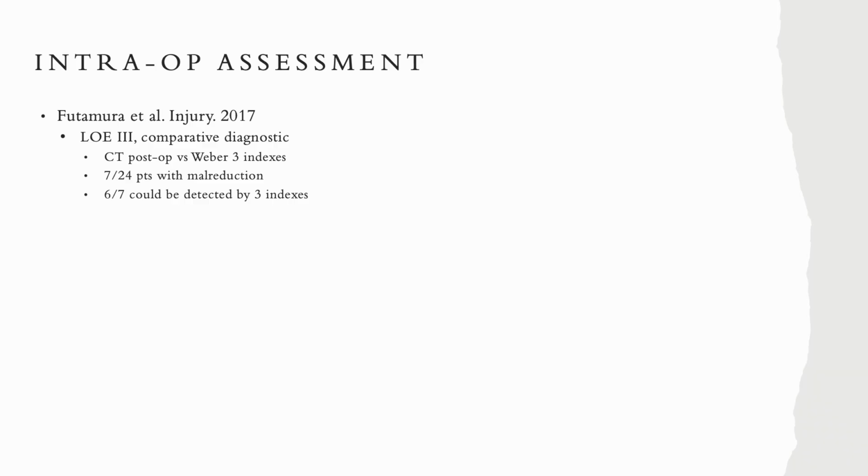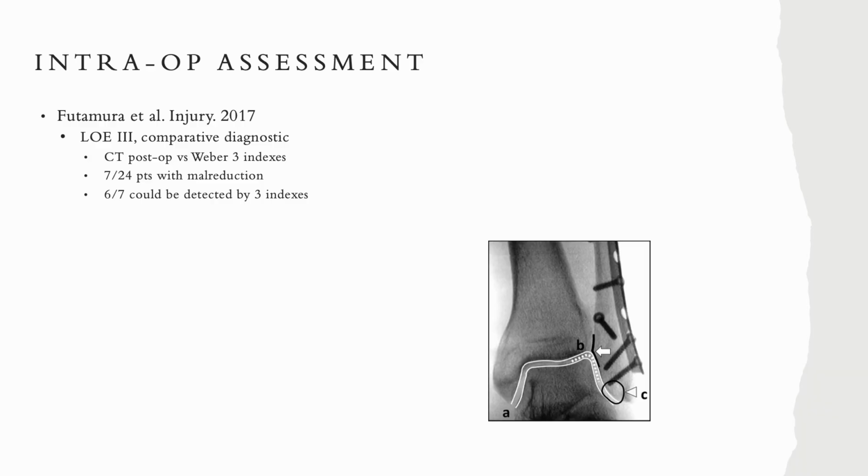They compared CT post-op versus Weber 3 indices, and I'll kind of show this. Basically, if you cannot see on x-rays intraoperatively the Weber 3 indices, they concluded that 7 out of 24 patients will have malreduction, and they concluded that 6 out of 7 of those could be detected by the 3 indices. What are the 3 indices?